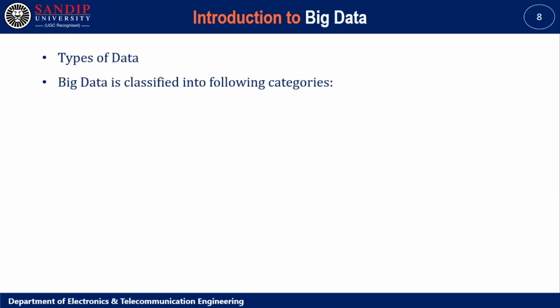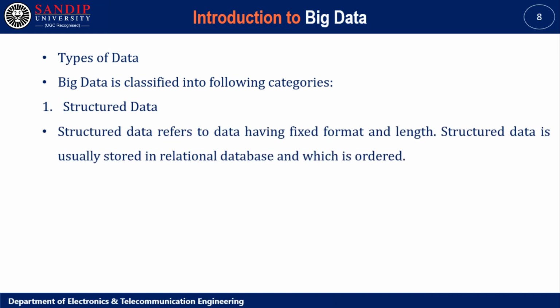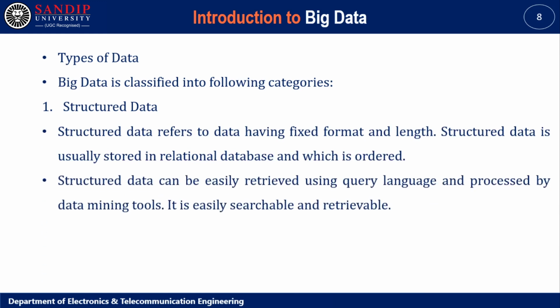Types of data. Big data is classified into following categories. Structured data. Structured data refers to data having fixed format and length. Structured data is usually stored in relational database and which is ordered. Structured data can be easily retrieved using query language and processed by data mining tools. It is easily searchable and retrievable.